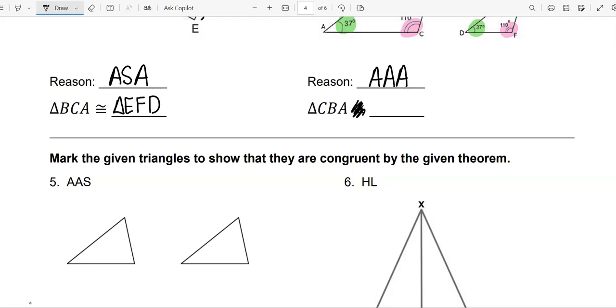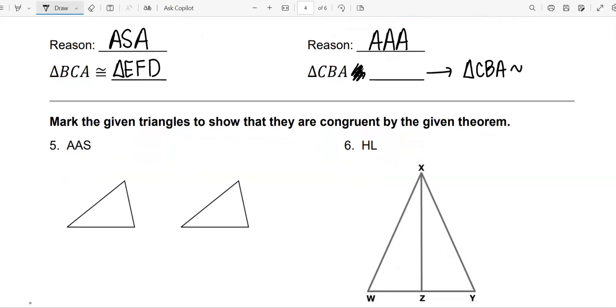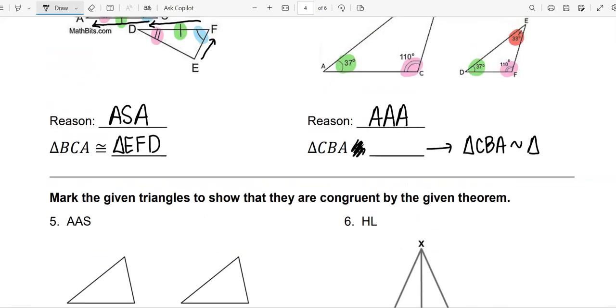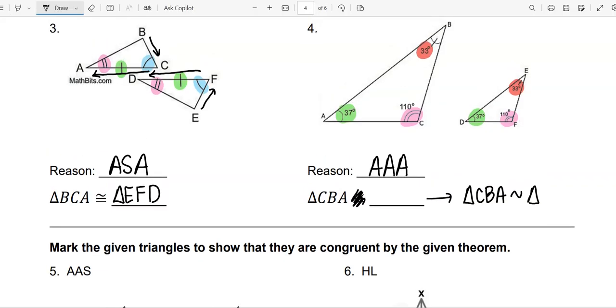Yeah, they're similar. So the little squiggle, so that we don't get confused, let's write triangle CBA is similar, which is that little squiggle, to triangle. If I'm going to start with C, which angle was congruent to C? F, so I got to start with F. And then if I did B, which one's congruent to B? E. And then which one's congruent to A? D. So F, E, D.